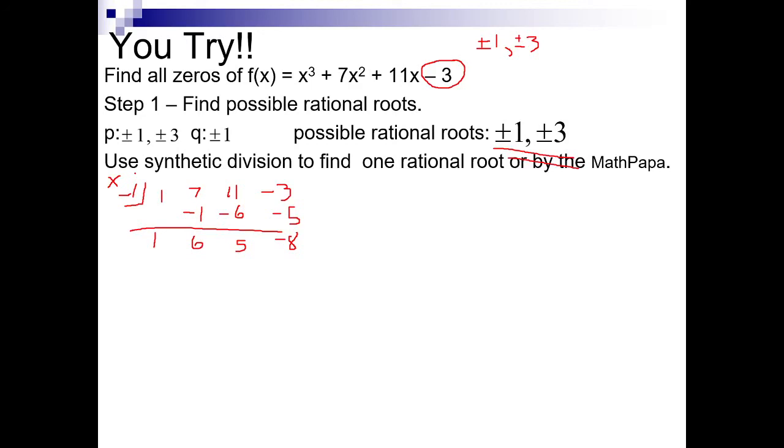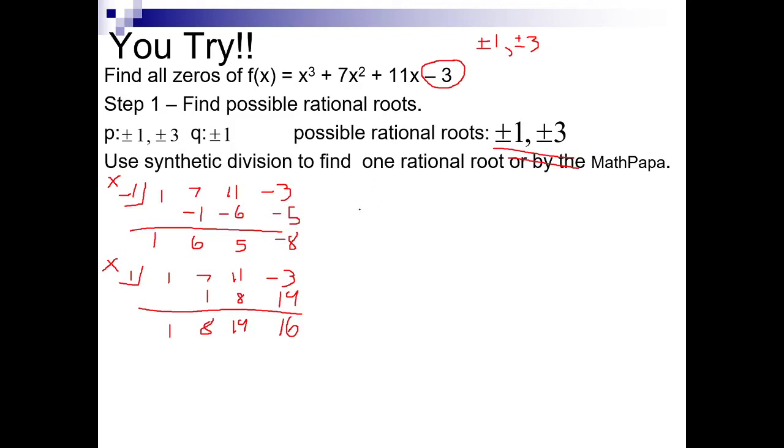Now, which do you want to use? Positive 1. If I'm going to use positive 1, okay, let's try positive 1. 1, 7, 11, negative 3. So we have 1, 1, 8. We have 8, 19, 19. It's still not. Positive 1 also cannot be used.